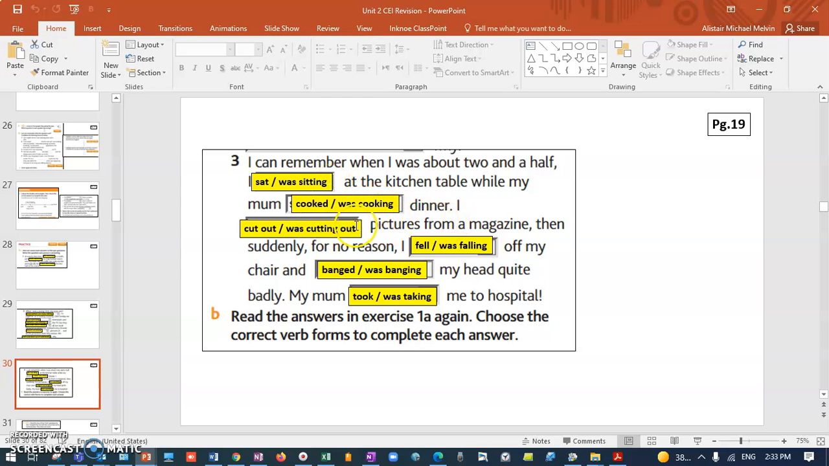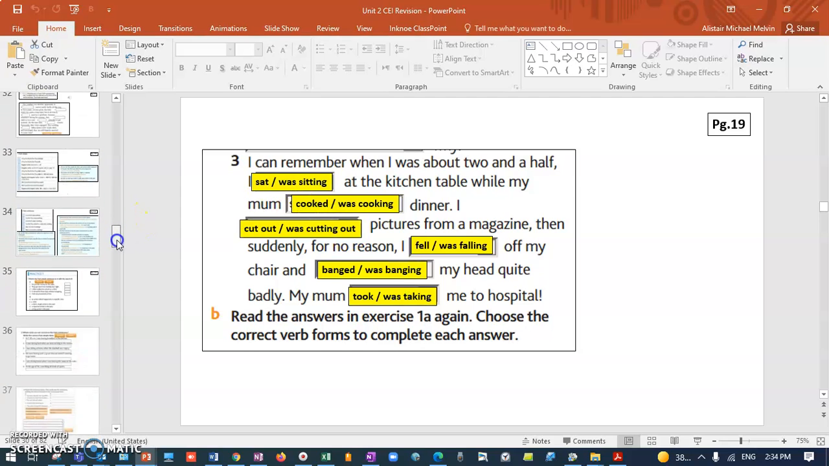I was cutting out pictures from a magazine. It's 3 things at the same time. Then suddenly, for no reason, I fell off. So this happens quickly, only 1 second. That's past simple. And banged my head. Again, that's a quick action. My mum took me to hospital. Okay, so here, why took, not was taking, because in this sentence it's something that's finished. Okay, it's not still happening at that time. Okay, let's just go straight to the Blackboard task and look at that one.